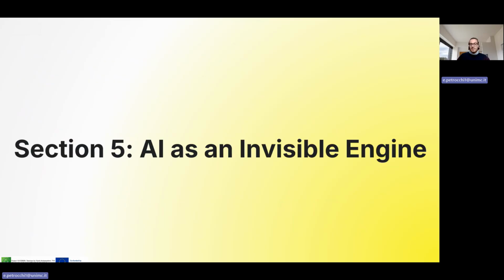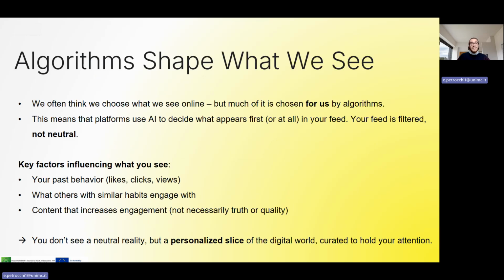And this, of course, makes AI systems a kind of invisible engine, because they shape what we see. We often think that we choose what we see online, but much of it is chosen for us by algorithms, as I said. This means that platforms use AI to decide what appears first in our feed, and then our feed is filtered and not neutral. So we think of AI as something neutral, but it is not, because it is based on all these factors, on this data and these techniques.